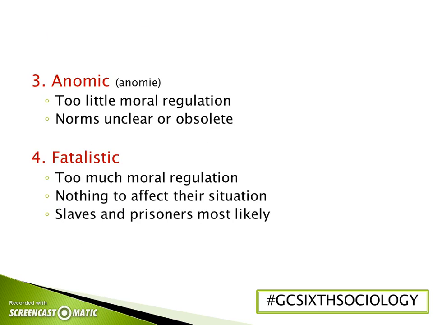Then we've got anomic, which is based on the idea of anomie, where there's too little moral regulation, and where norms are unclear or even become obsolete. A couple of examples of this could be a boom or bust economy. A sudden booming economy could lead to unachievable social expectations. And because we can't achieve these social expectations quickly, that could lead people to committing suicide because they are failing to achieve their objectives.